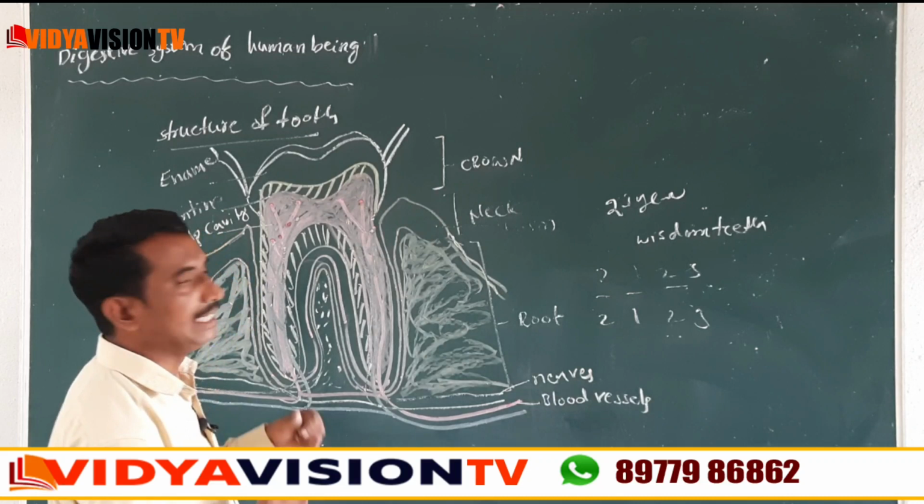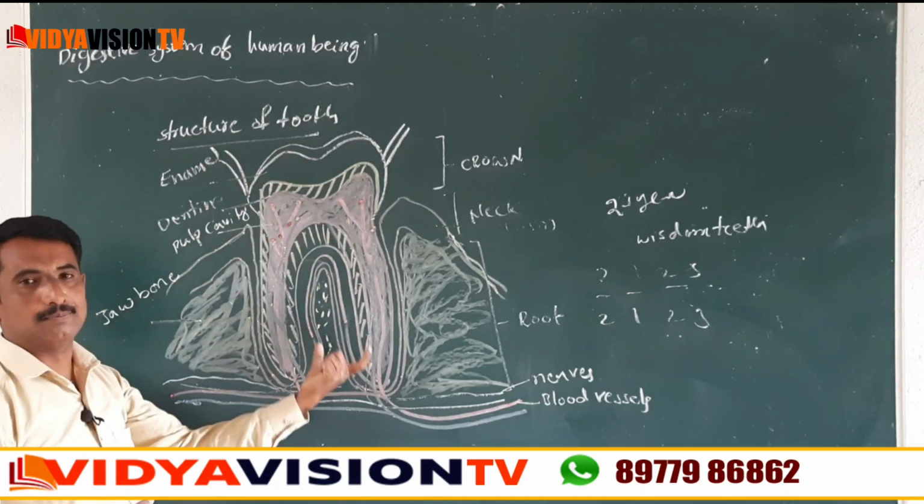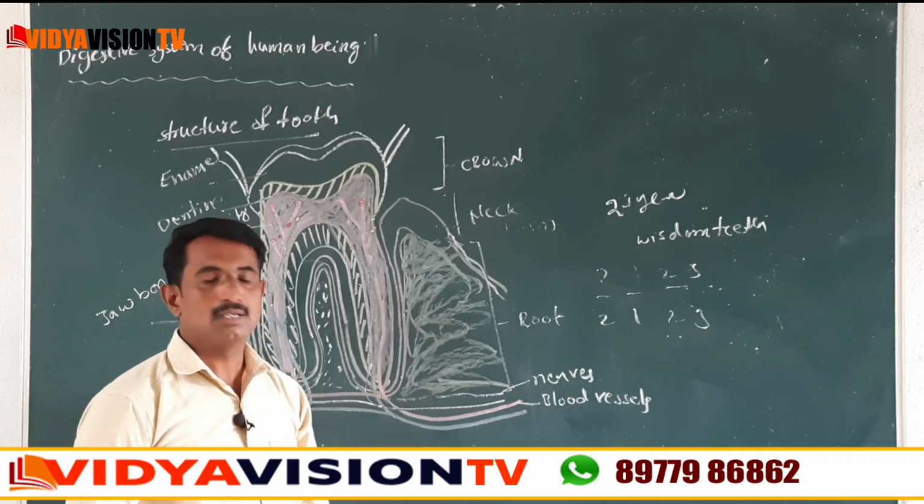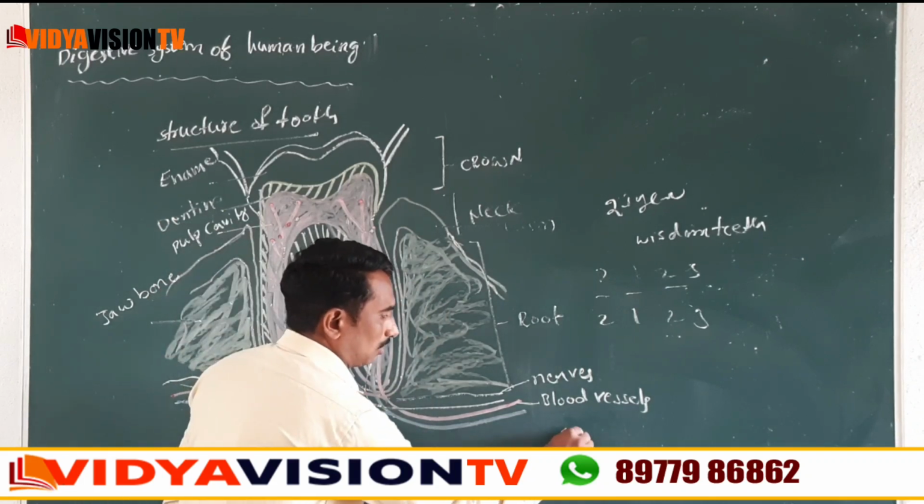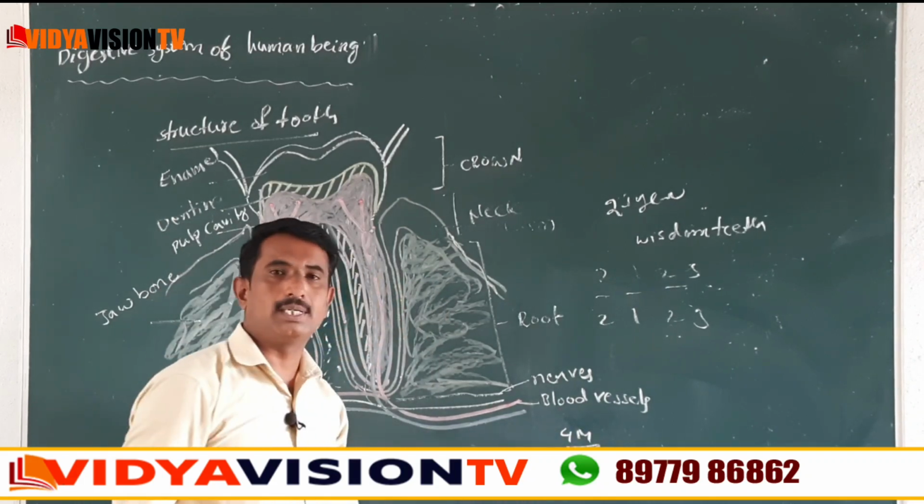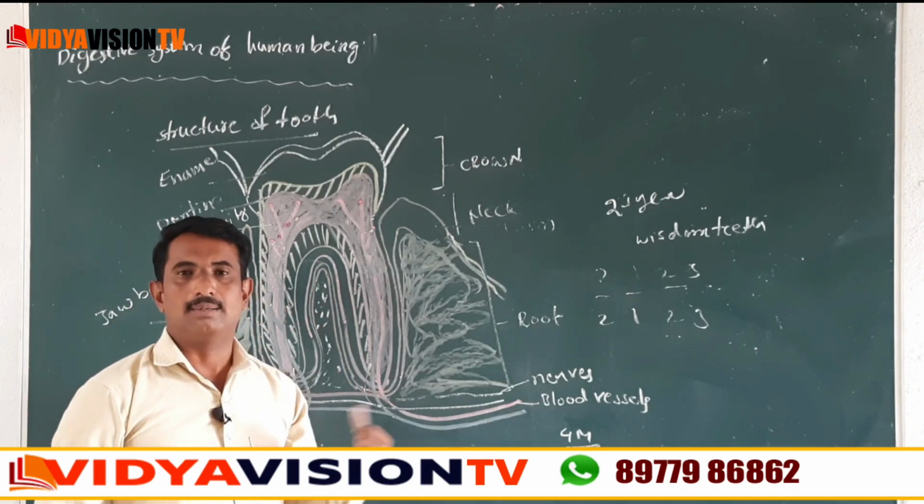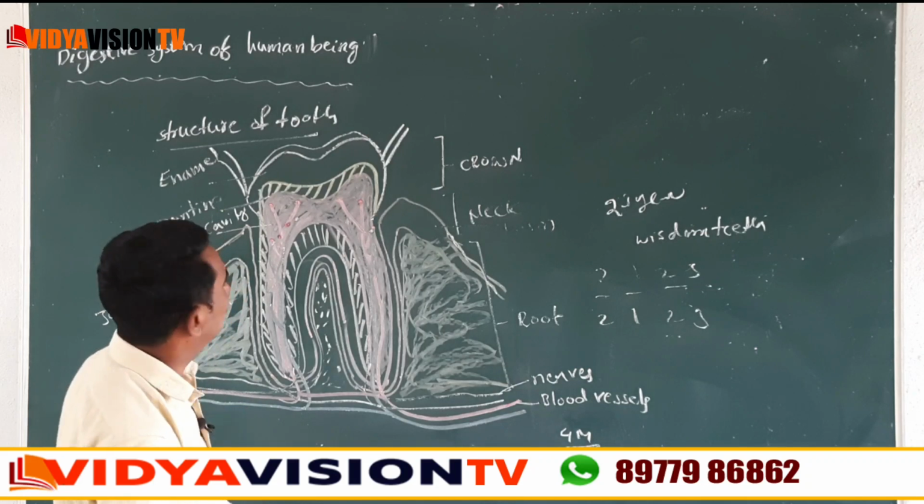Now we discuss the structure of a tooth. This is the structure of a tooth, children. The diagram is 4 marks important, only the diagram is 4 marks important. And the remaining points of this tooth are mainly important for bits and MCQs, children.